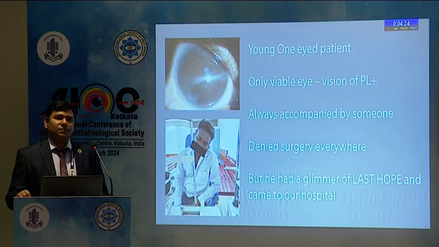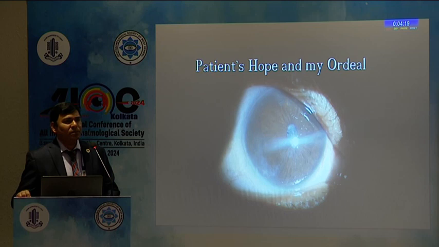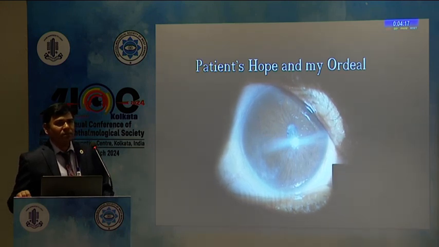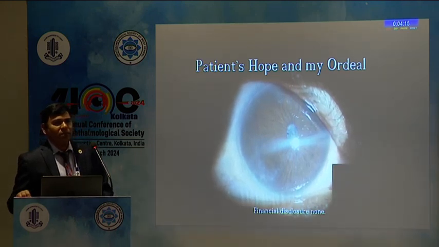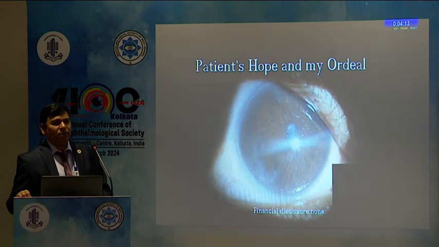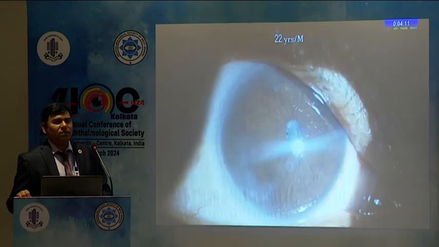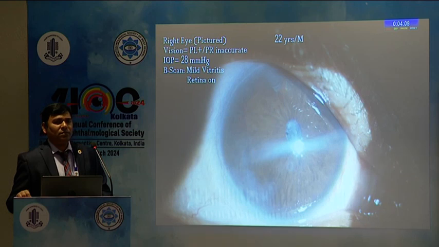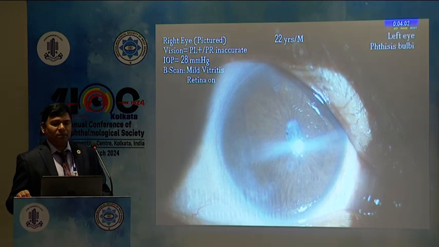So this is a video of patient hope. This is the right eye of a 22-year-old male having vision of only light perception with inaccurate projection of rays. There was an occlusive pupil with complicated cataract and 360-degree synechiae, and IOP was 28 mmHg. The other eye was phthisical.